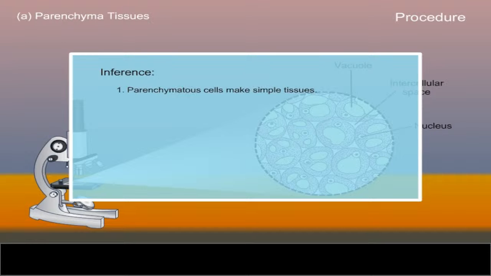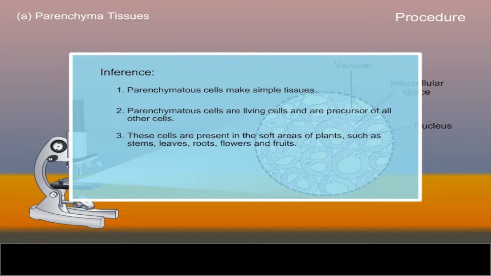Inference. Parenchyma cells make simple tissues. Parenchyma cells are living cells and a precursor of all other cells. These cells are present in the soft areas of plants such as stems, leaves, roots, flowers and fruits. The important function of these cells is photosynthesis or storage or helping in flotation.